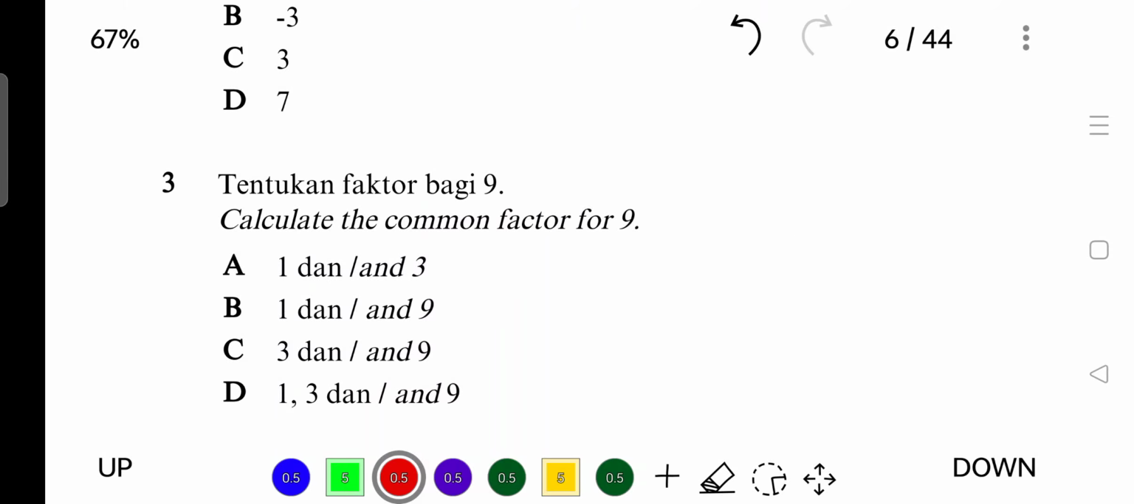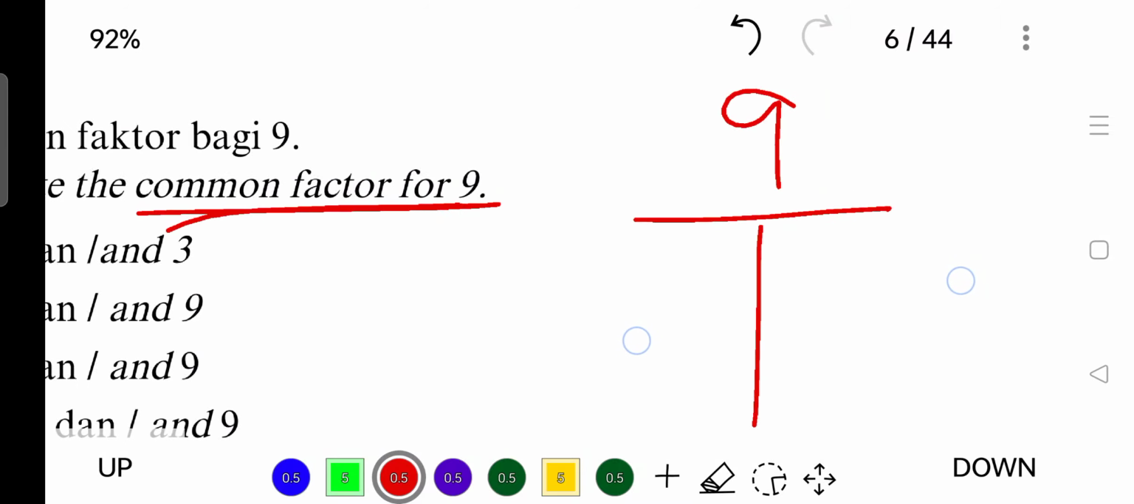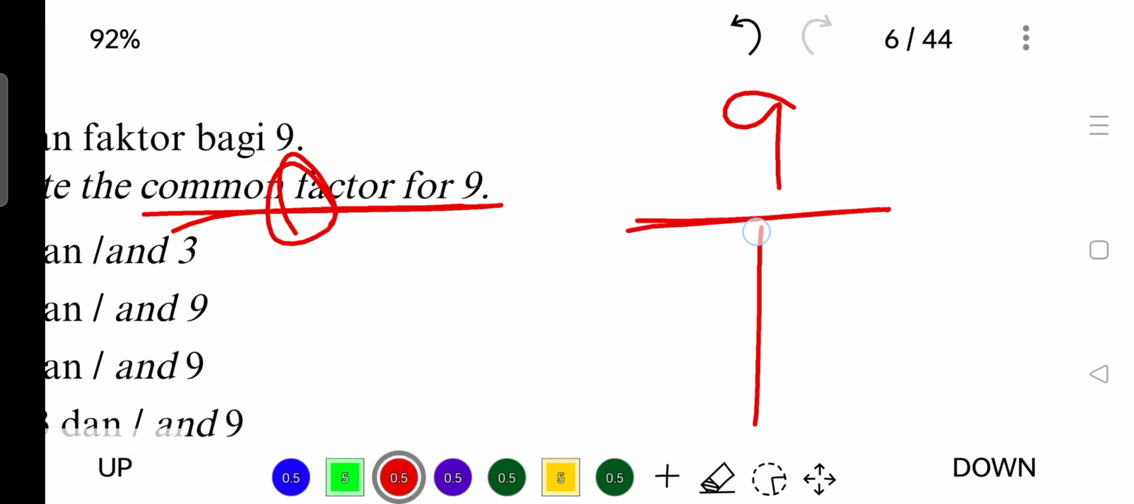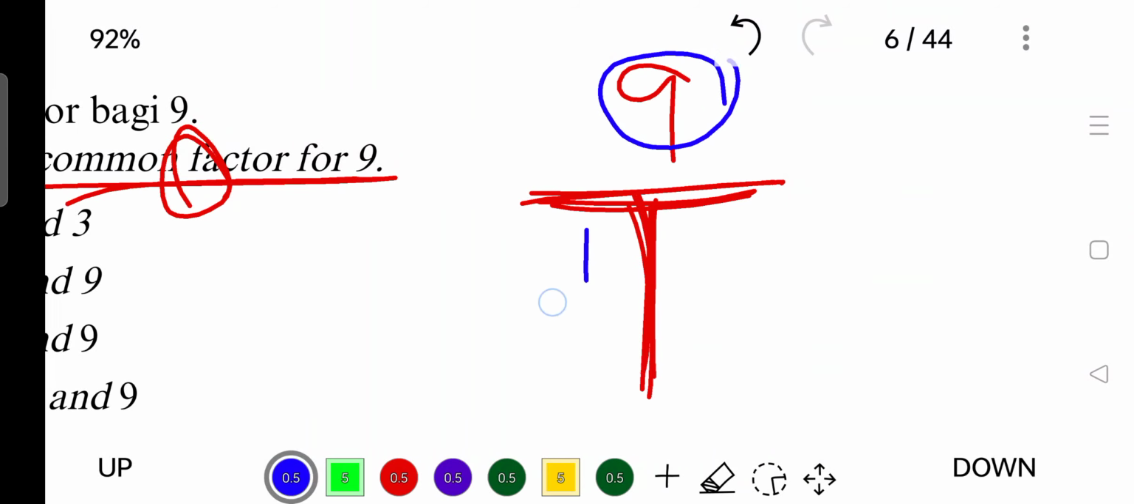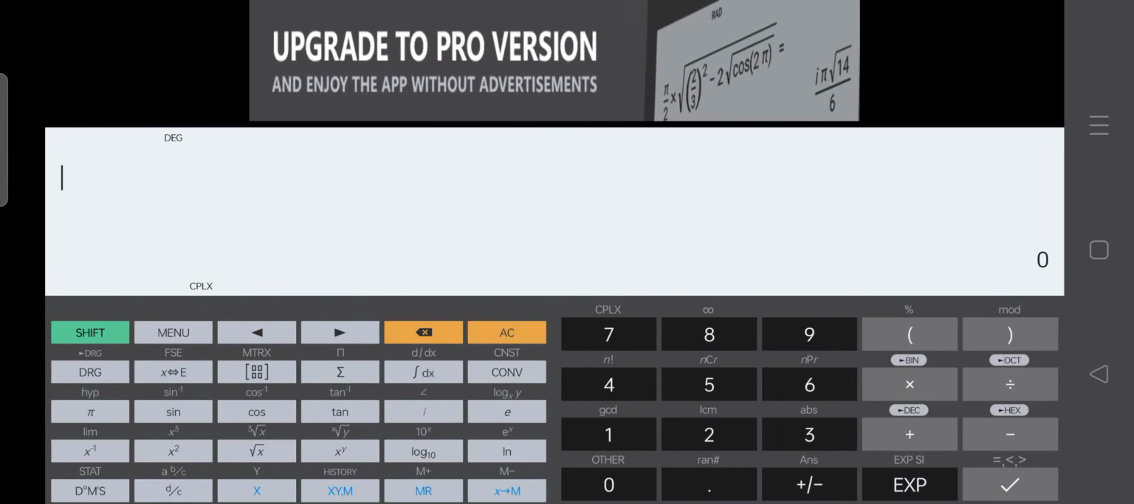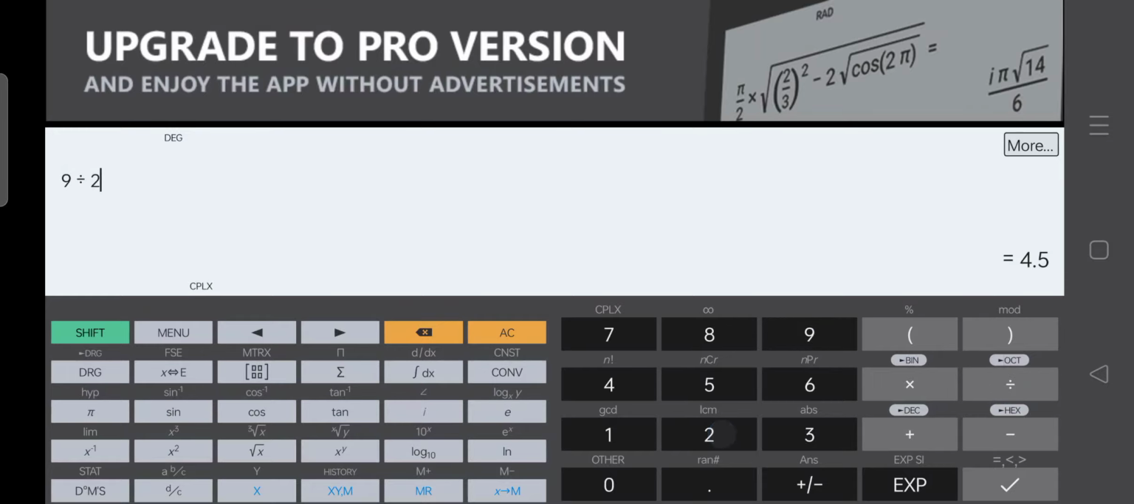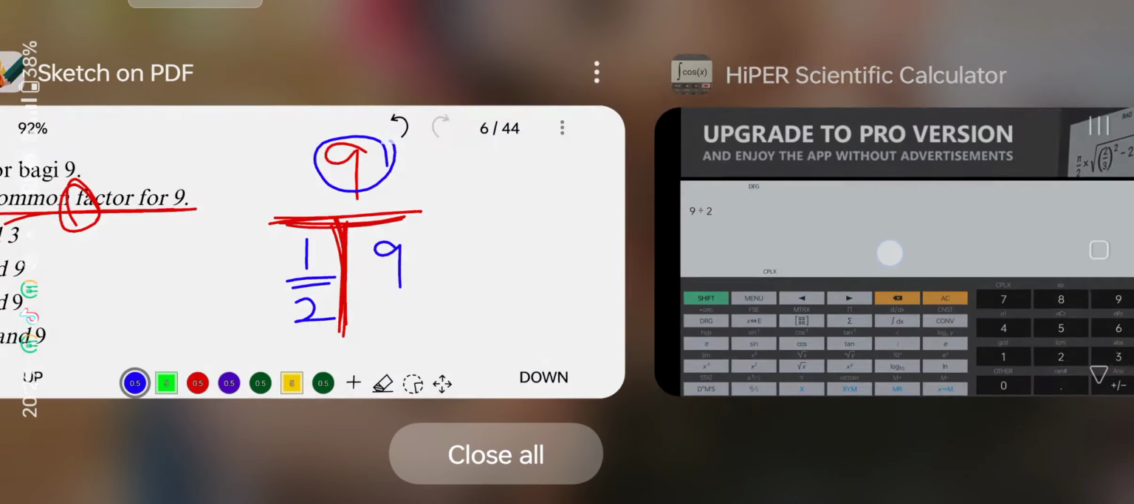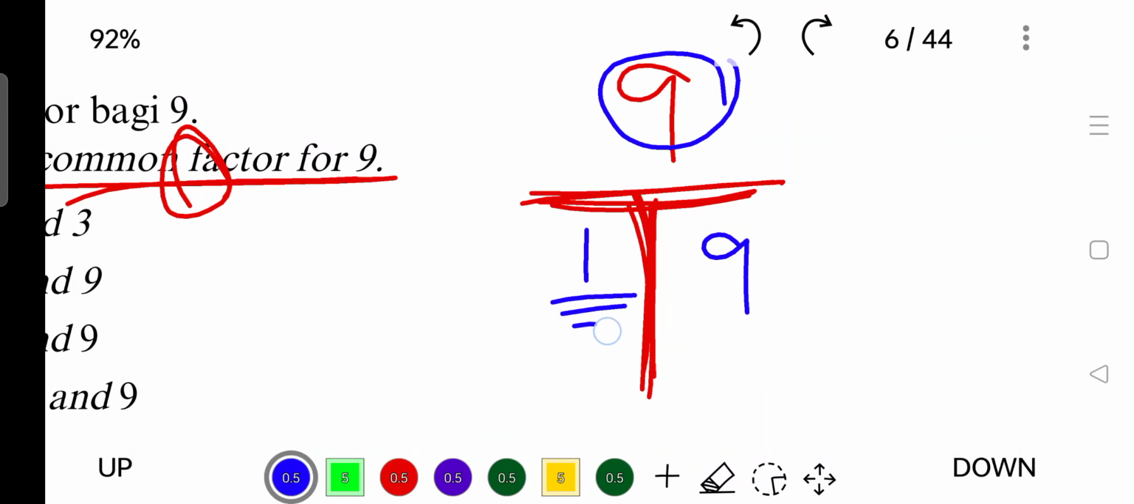What is important here is the common factor for number 9. How do you do common factor? Whenever you see F for factor, we can have this T-shaped table, and we begin with number 1. We take 9, divide by 1, you get 9. Go to number 2. If you divide 9 by 2, you don't get an exact answer. You get a decimal number. So this is definitely wrong, so we're not going to write 2 in there. If you divide by 3, you'll get 3.